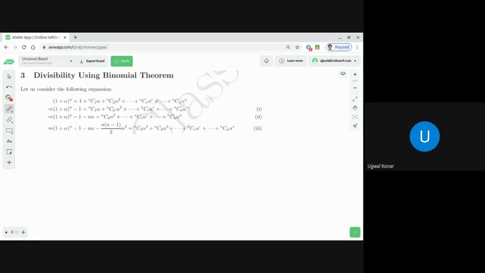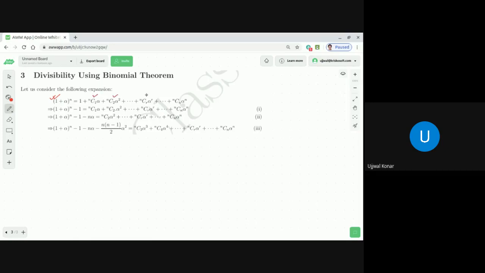Let us relook at what 1 plus alpha power n is. I hope all of you agree with this formula. Correct? 1 plus alpha power n is very easy: NC0 into 1 power n into alpha power 0, that is actually 1. Then NC1 into 1 power n minus 1 into alpha, and 1 power n minus 1 is 1, that's why NC1 alpha. Then NC2 alpha square.